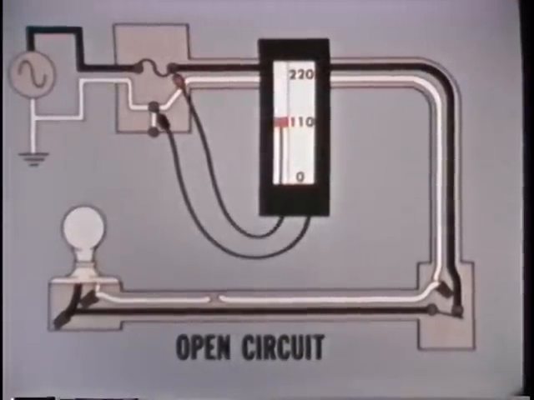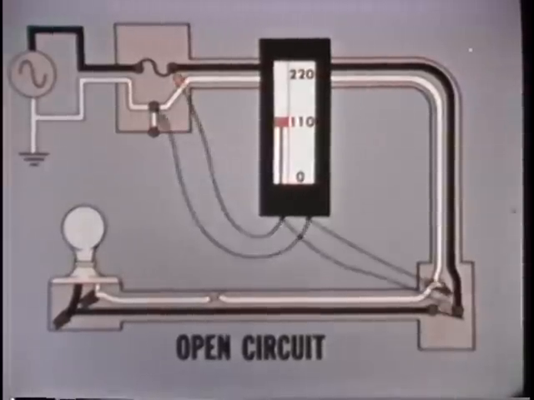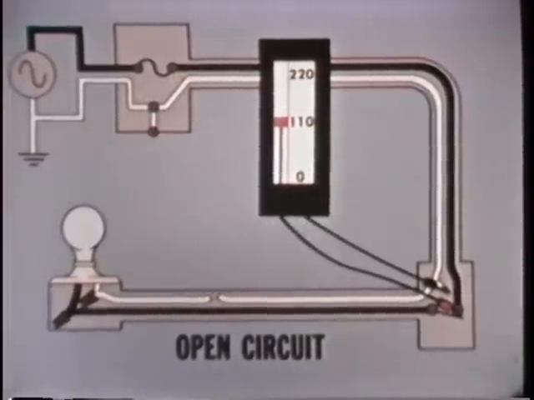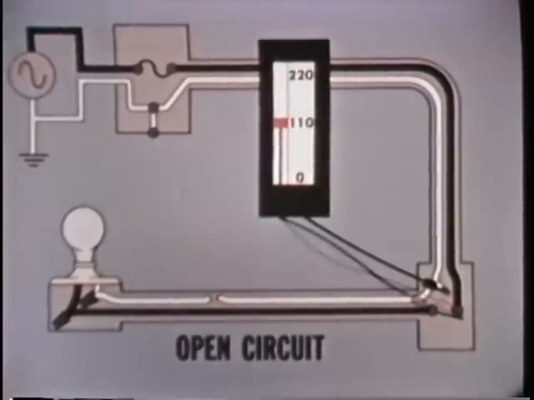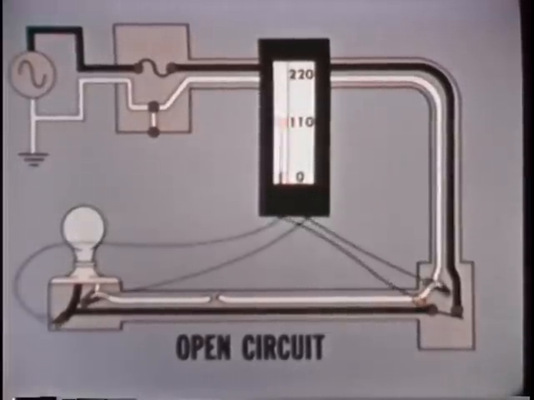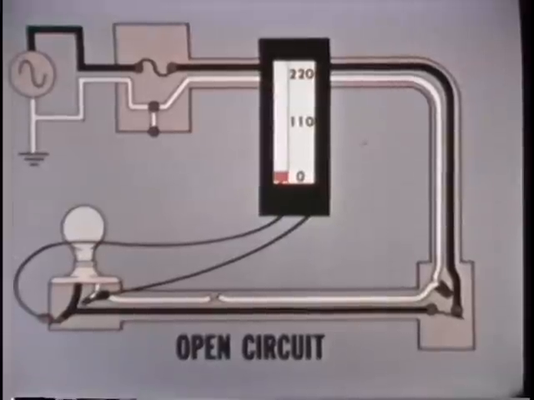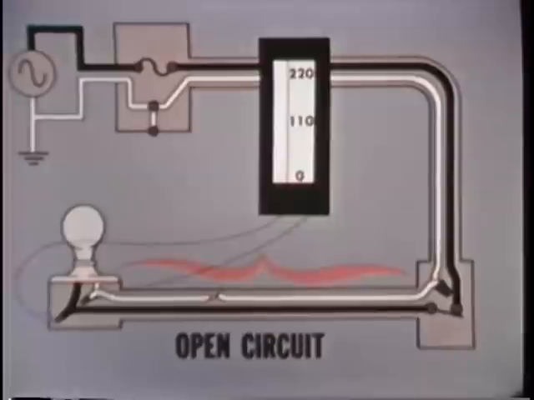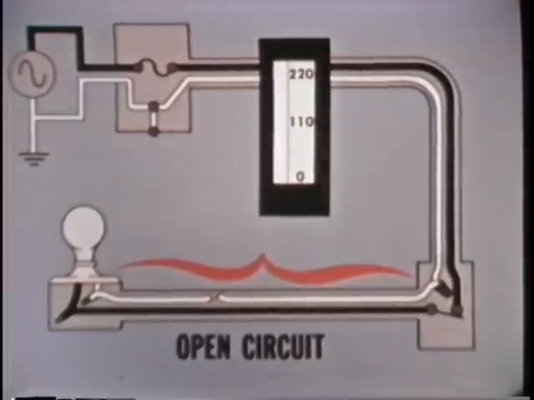Checking at the source, there is voltage at the fuse box. Moving to the switch box, voltage is still present. Checking at the far side of the switch reveals voltage. So the switch is good. The final checkpoint is at the fixture box. At this point, there is no voltage. The trouble has been traced to this section of conduit.